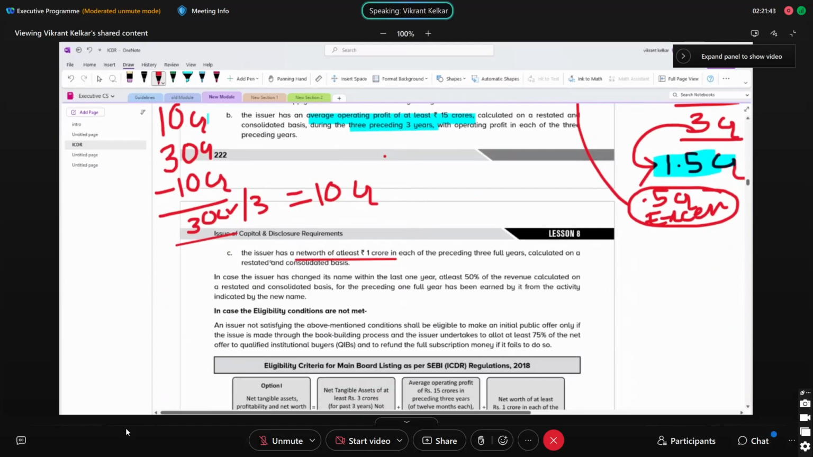And lastly, the third condition: the issuer has net worth of at least 1 crore. Now, what is the word net worth? What do you mean by net worth? Sanjay, have you heard about net worth? Yes, sir.